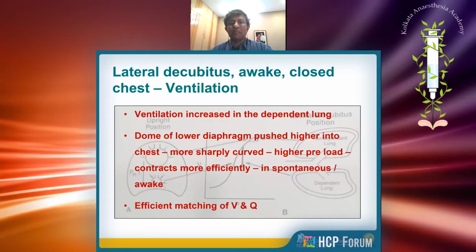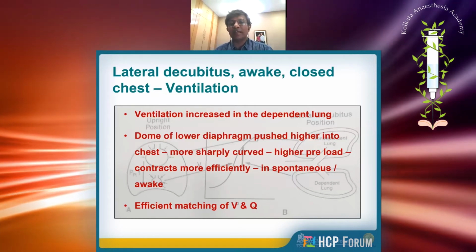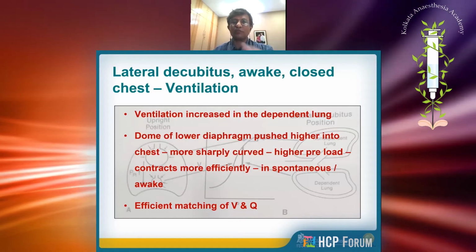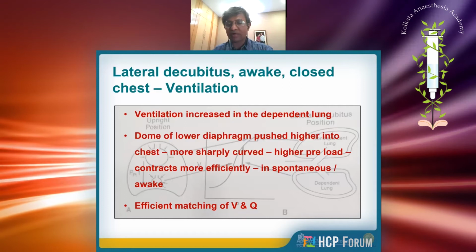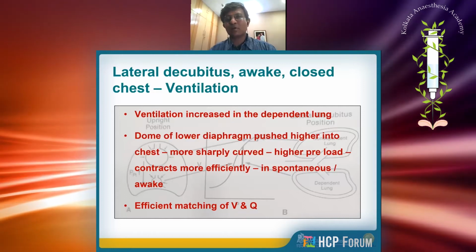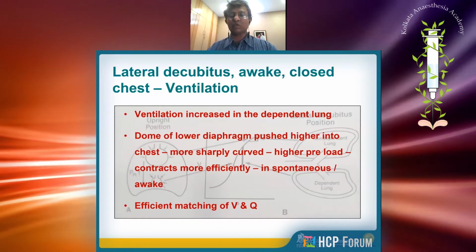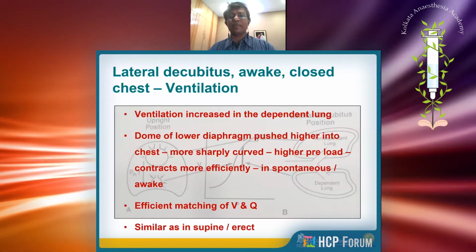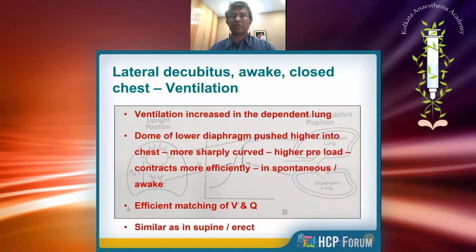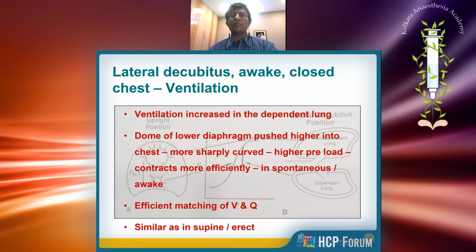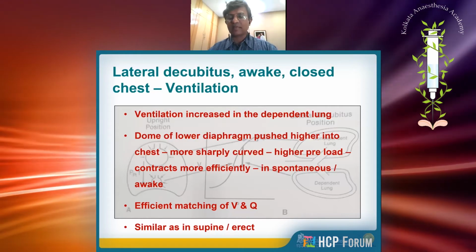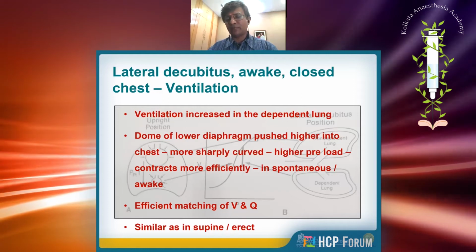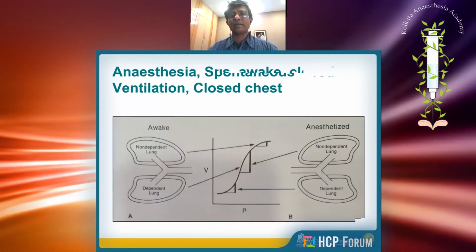So there is a more efficient matching of ventilation and perfusion in the lateral decubitus position because of this phenomenon, but importantly, only as long as they are spontaneously breathing and not anesthetized. This is essentially the same as it would be in the supine or in the erect posture. So in the decubitus position without anesthesia, without paralysis, nothing is changing in the relationship between ventilation and perfusion from the dependent to the non-dependent area.